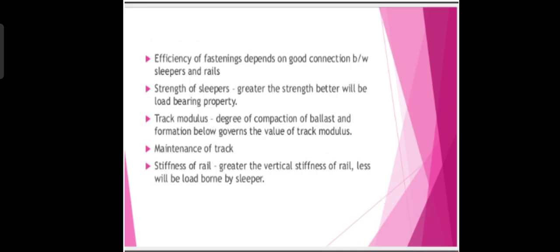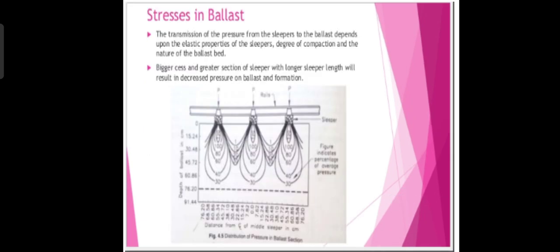Efficiency of the fastening depends on the good connection between the sleepers and rails. Strength of the sleepers: greater the strength, better will be the load bearing property. Track modulus, degree of compaction of the ballast and formation below govern the value of track modulus. Maintenance of track. Stiffness of rails: greater the vertical stiffness of the rail, lesser will be the load borne by the sleeper.